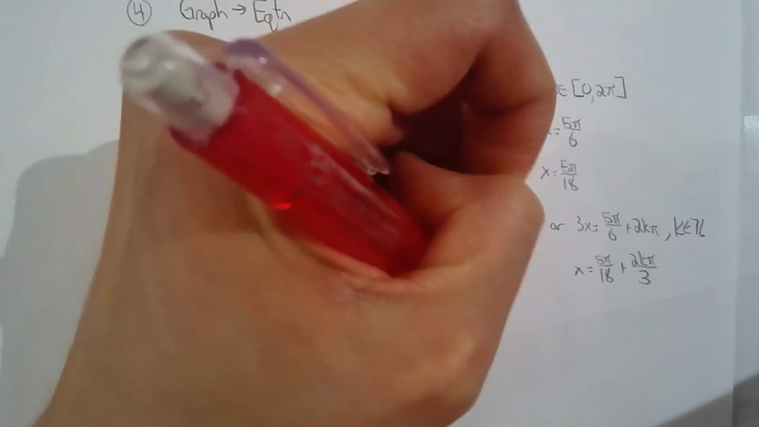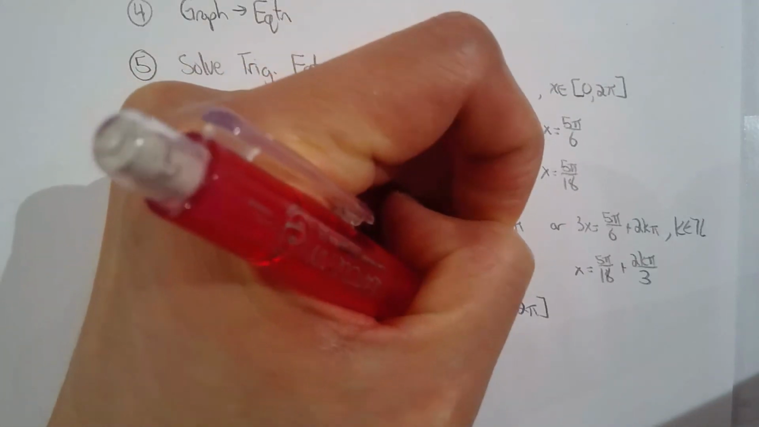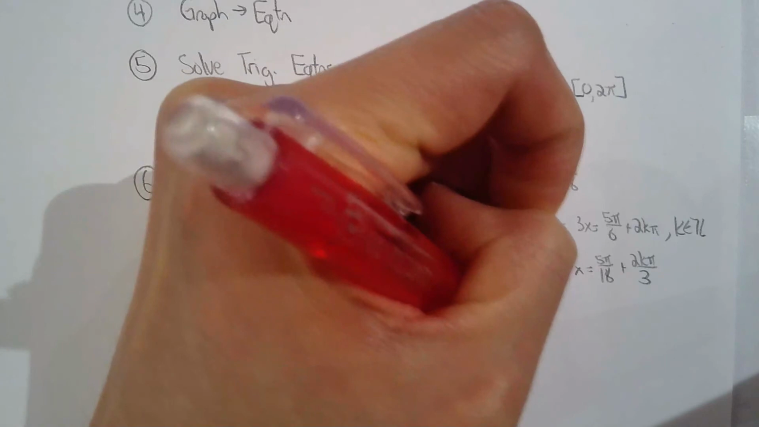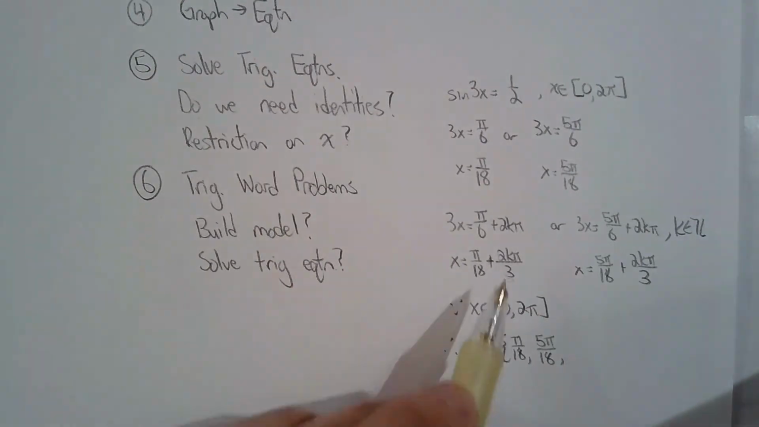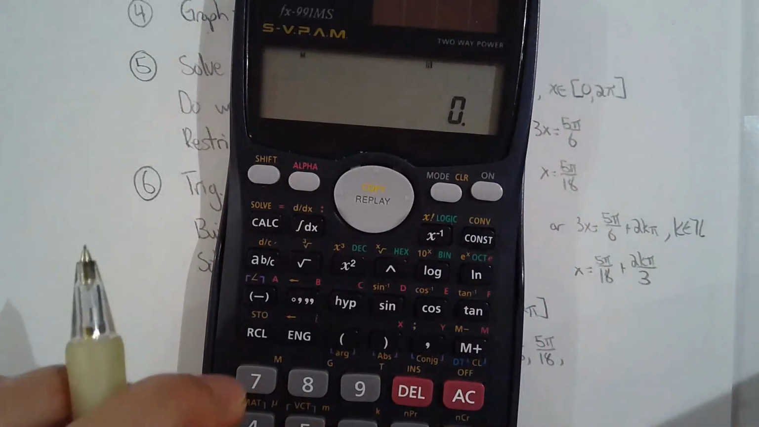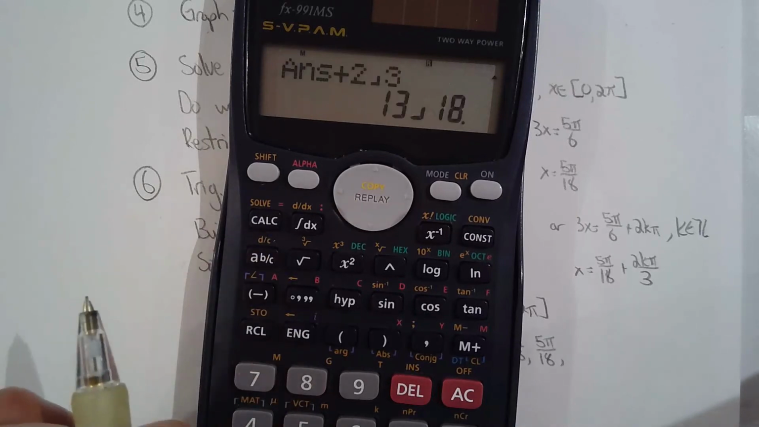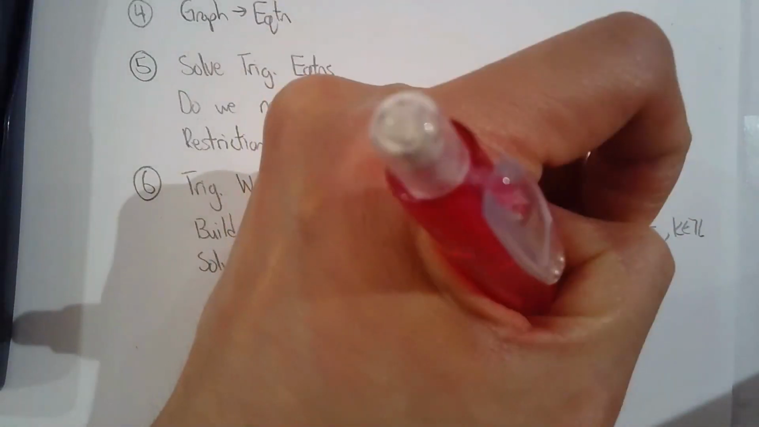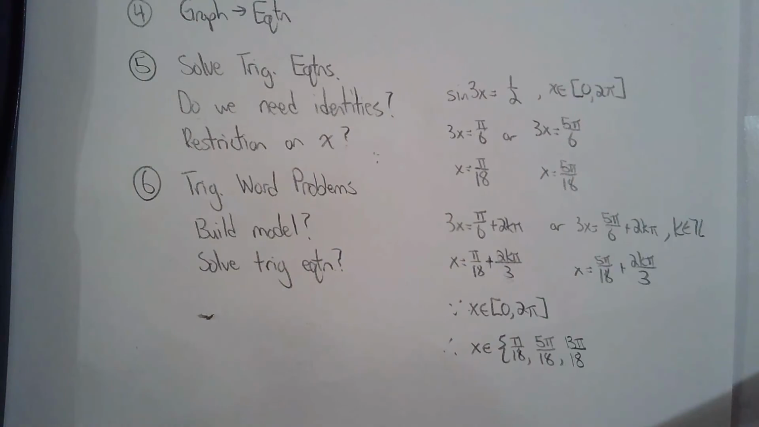So since there's a restriction on x, we got pi over 18, 5 pi over 18, and then where are my other 4 answers coming from? I take this pi over 18 and add 2 pi over 3. I'll just do 1/18 plus 2/3. So that's 13 pi over 18. And then add 2 pi over 3 again. That's going to be 25 pi over 18.